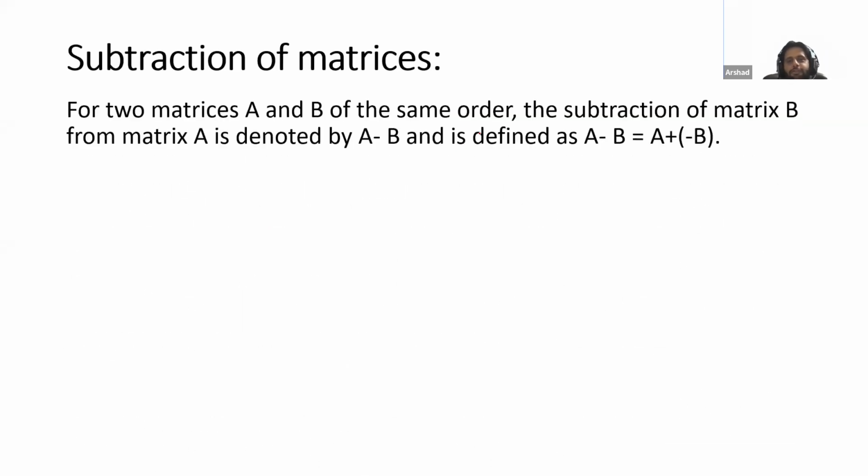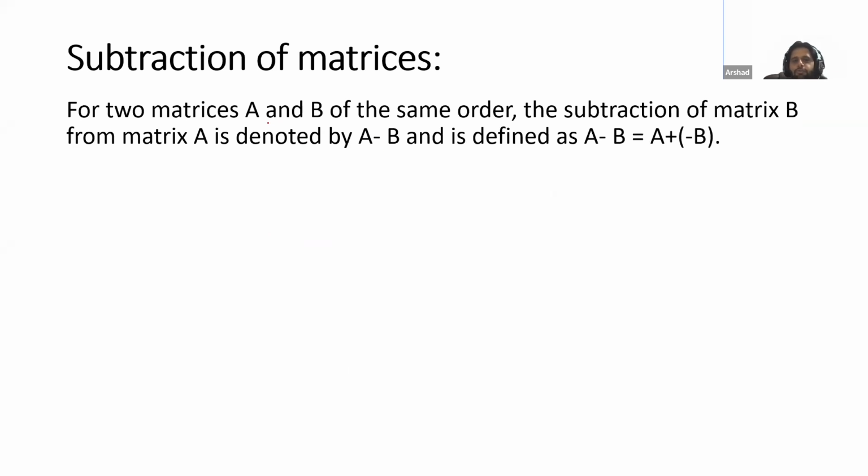Next is subtraction of matrices. The same thing which we have done in addition is there in subtraction. If there are two matrices of the same order, you can subtract them. It is denoted by A minus B, and it is defined as A plus minus B. So this is nothing new. While solving any question, I will again explain to you what the subtraction of matrices is. So please note down this. In any of the questions, I will explain to you.